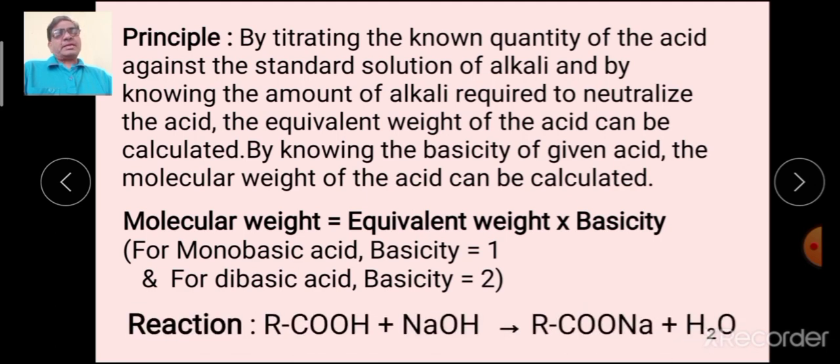What is the reaction? The acid on reaction with alkali forms salt and water. Therefore, this is the acid treated with alkali, forming the sodium salt of the acid and water, and this reaction is known as neutralization reaction. That is, acid is neutralized by alkali giving salt and water.